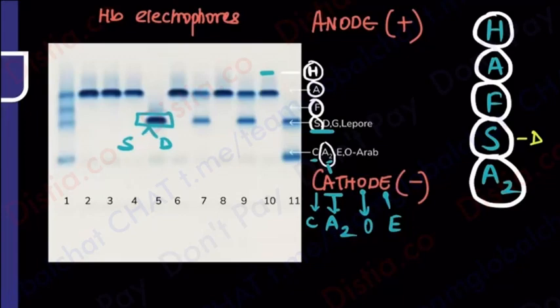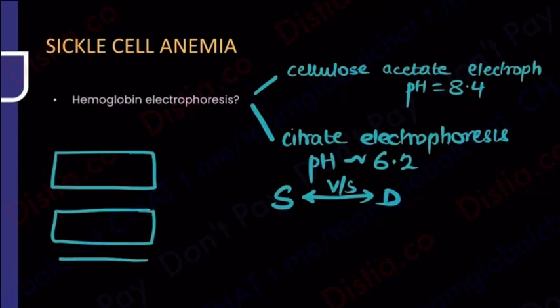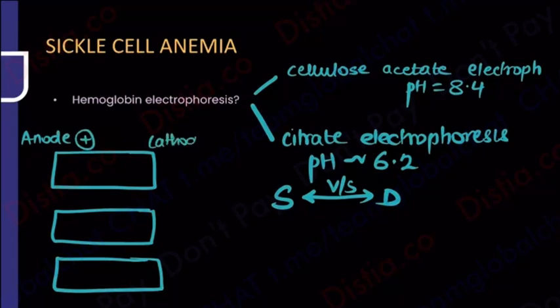Remember, the main concern will be to differentiate sickle cell anemia. The main question that will come will be on sickle cell anemia. So in the exam, just in case you forget, I'll give you one trick. I'm going to draw 3 rectangles and let's see if you can analyze it. In all of them, one end is going to be the anode and one end is going to be the cathode. So in all of them, the same way, one end is anode, one end is cathode.